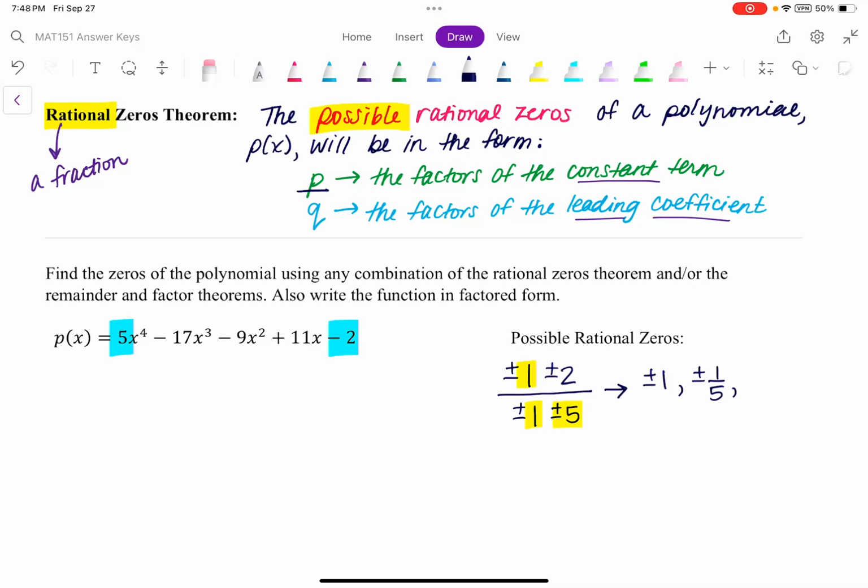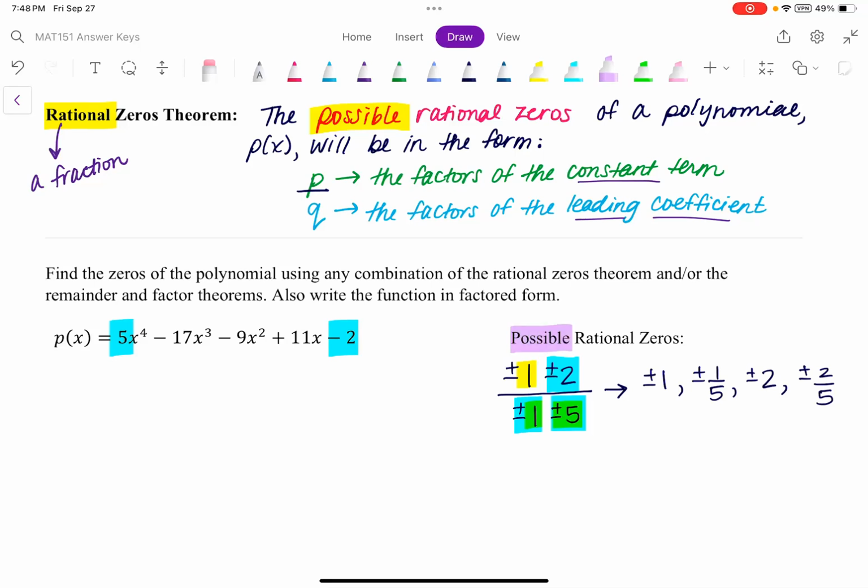Then we're done with 1 in the numerator, so we'll move on to ±2, and we'll start off with 2, and we'll divide that by ±1. So 2 divided by 1 is 2, so we'll have both positive and -2. And then we'll have 2 in the numerator divided by 5 in the denominator. So 2 divided by 5 is 2/5. So ±2/5. So these are going to be, again, the possible rational zeros.